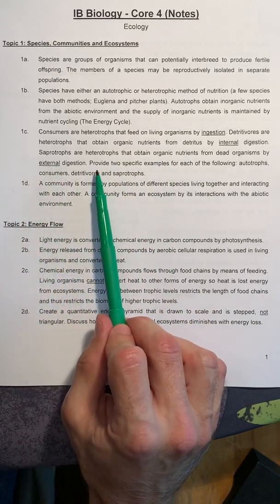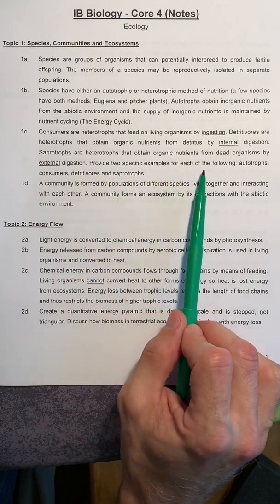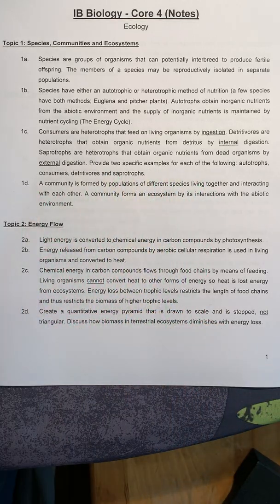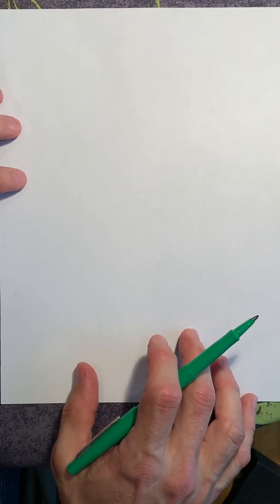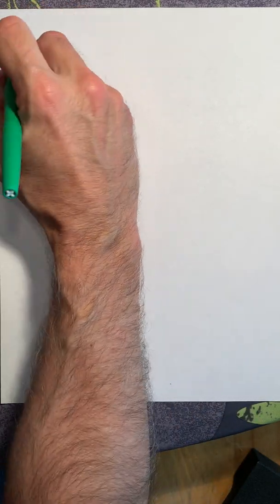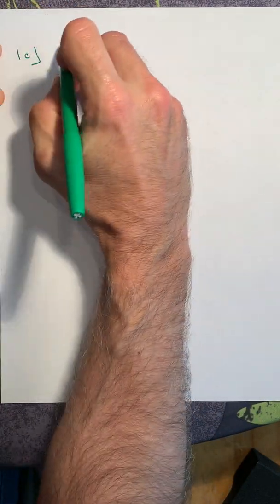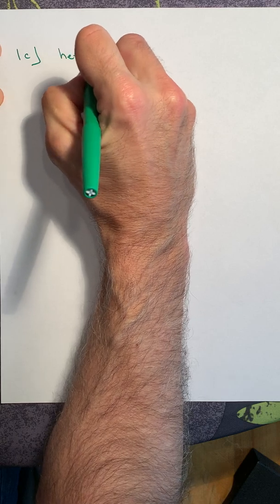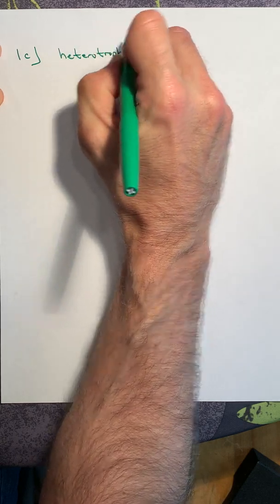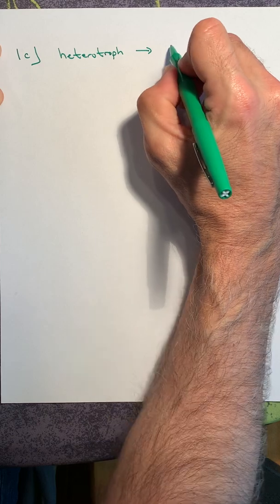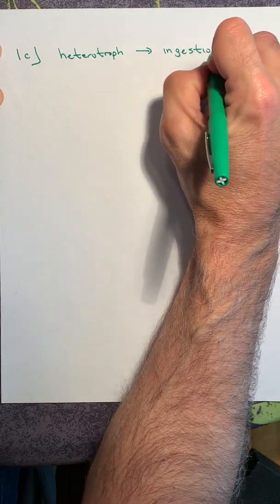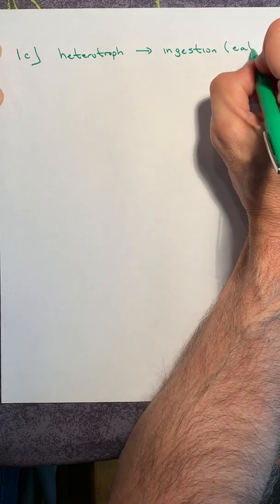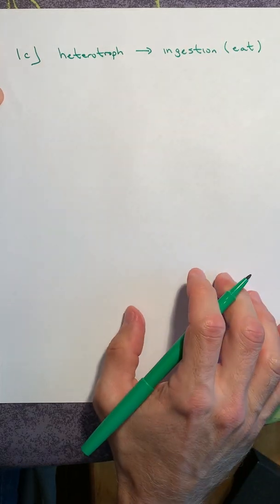So then it says, provide 2 specific examples for each of the following: autotrophs, consumers, detritivores, and saprotrophs. Great. Blah, blah, blah vocabulary. So let's break this down. Nothing to be intimidated by here at all. So 1C. First of all, heterotroph. If you recall from the earlier question, a heterotroph ingests its food. It's a fancy word for eating.